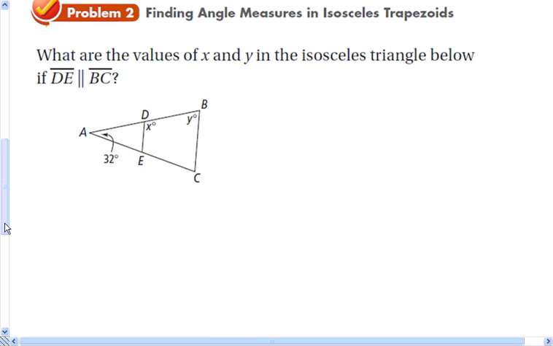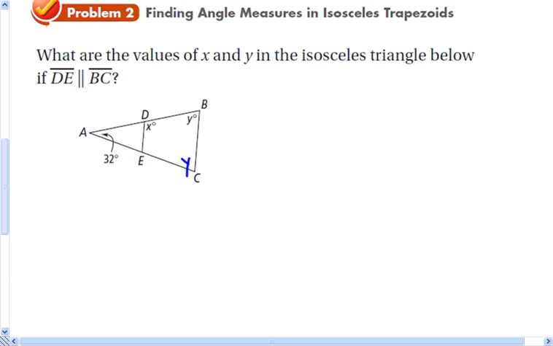What are the values of x and y in the isosceles triangle below if DE is parallel to AC? So we know that this is an isosceles triangle, with a 32 degree angle, so the base angles are congruent by the isosceles triangle theorem.